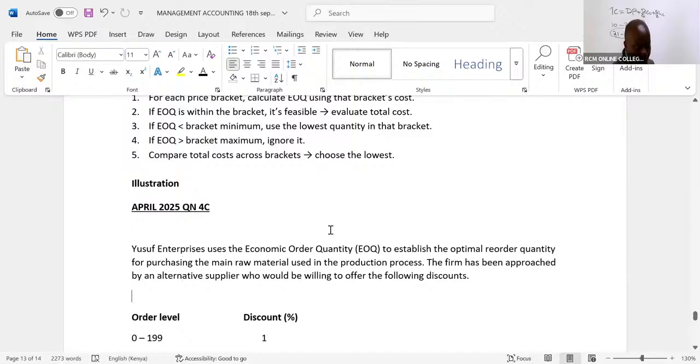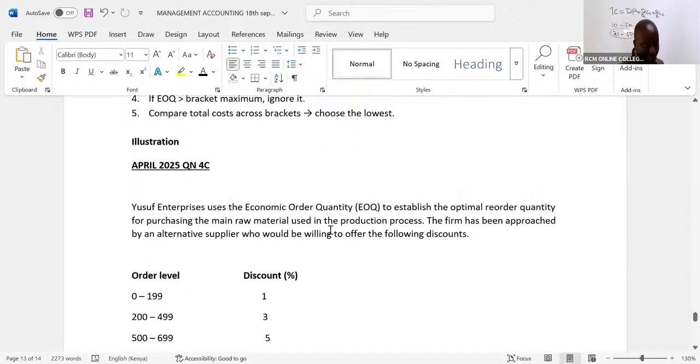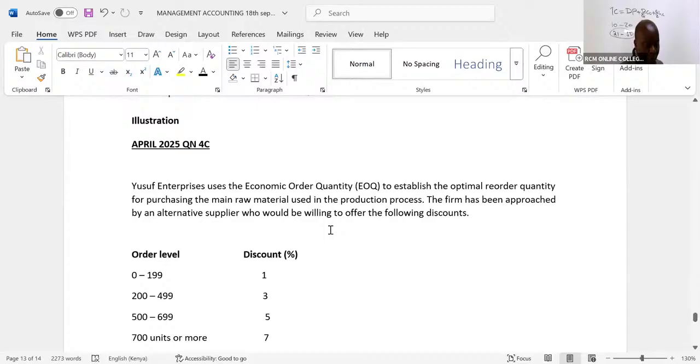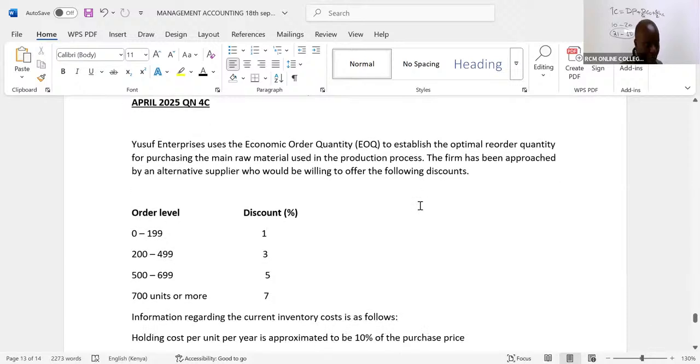So April 2025, question number 4C. We are told Yusufu Enterprises uses EOQ to establish the optimal reorder quantity for purchasing the main raw material used in the production process. The firm has been approached by an alternative supplier who would be willing to offer the following discounts. You can see now these are ranges: 0 to 199, 1%, 200 to 499, 3%.